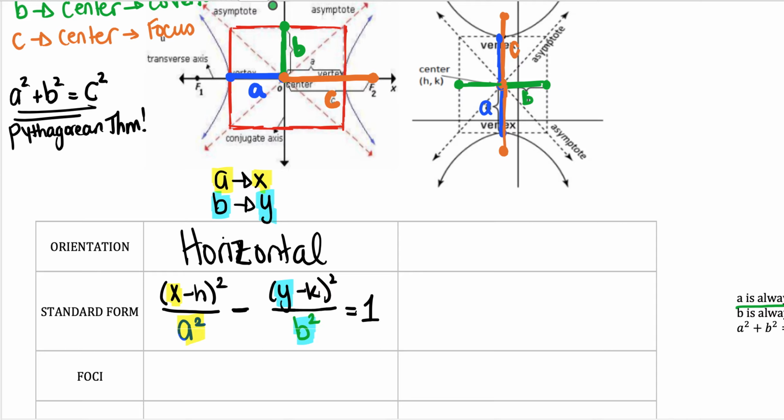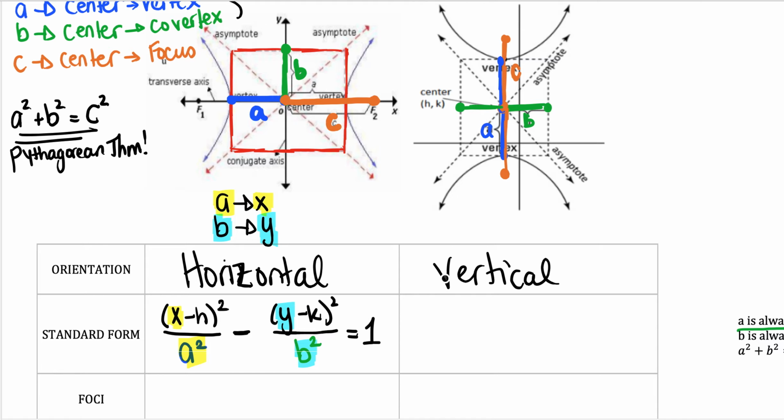So the way that this is going to be different for a vertical, meaning it goes down and up, is that it's going to be minus because it's a hyperbola, but it's still going to be a squared and b squared. But because here a is vertical, that means that my y is going first. And then my x goes second. That is how these are different.